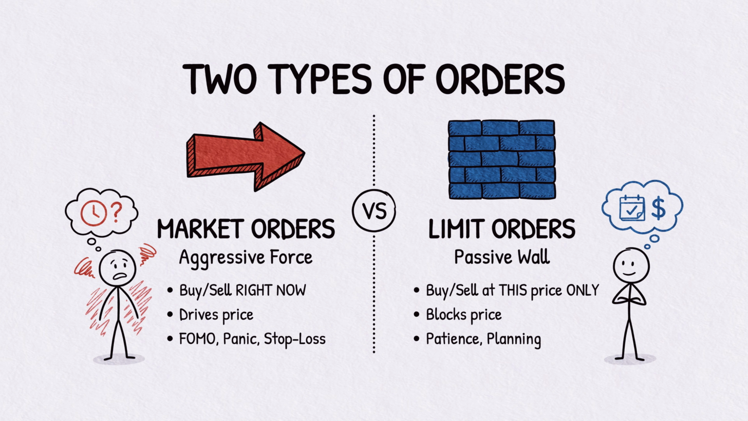These are aggressive orders. The person placing one is saying, I want to buy or sell right now at whatever price is available. Market orders are the force that drives price, and they represent urgency, FOMO, panic, or triggered stop losses. The second type, limit orders. These are passive orders. The person placing one is saying, I will only buy at this price, no higher. Limit orders are the wall that blocks price. They represent patience and planning.